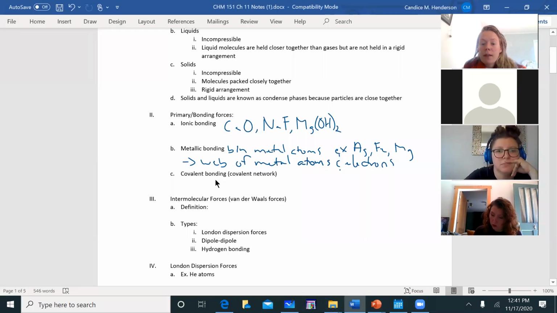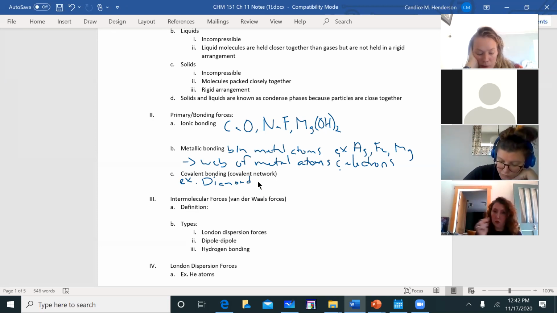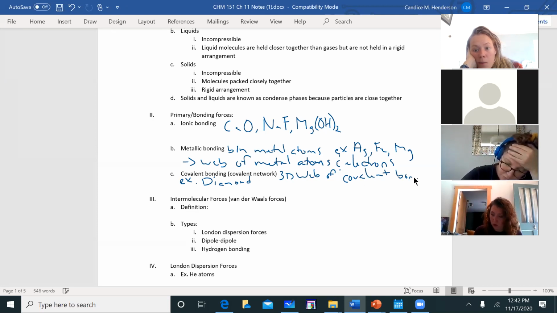The last one we have is covalent bonding. And when I'm talking about covalent bonding, I really mean a covalent three-dimensional structure. So an example of what I'm talking about here would be diamond. So in this, we have a 3D web of covalent bonds where everything is covalently bonded to everything else.